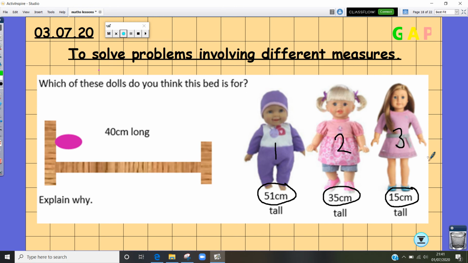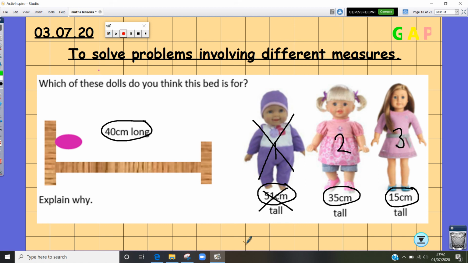Okay, so we know the bed is 40 centimetres long. Okay, so let's have a little think and see if there's any of these dolls that we can say definitely won't fit into this bed. So huge well done if you have recognised that doll number one is way too tall to fit in a bed that's 40 centimetres long, because she is 51 centimetres tall, which means her feet would be dangling off the end of the bed. So the bed is really not suitable for doll number one. So we can cross her off because then we don't need to think about her any longer.